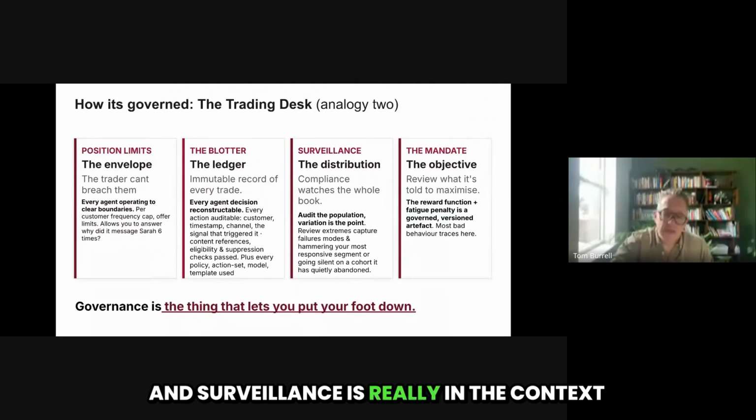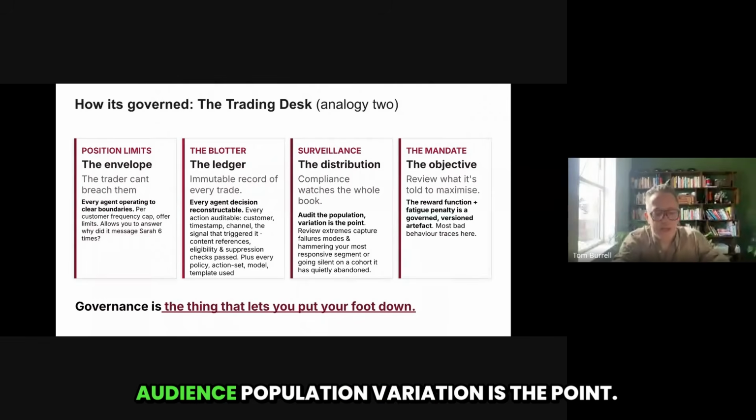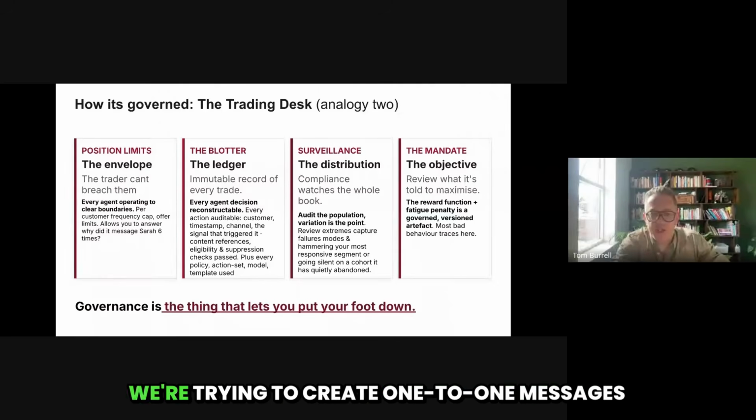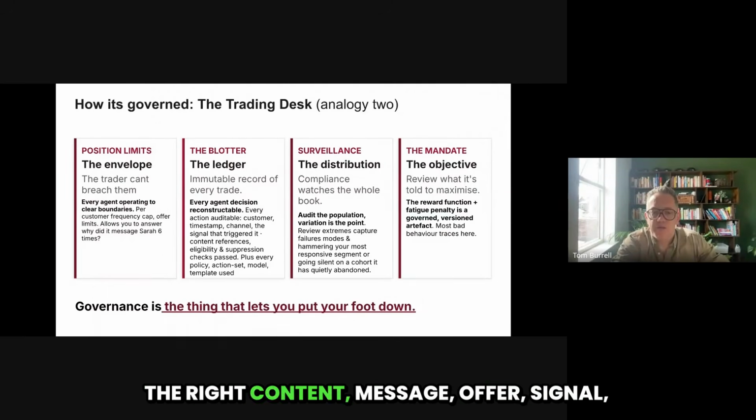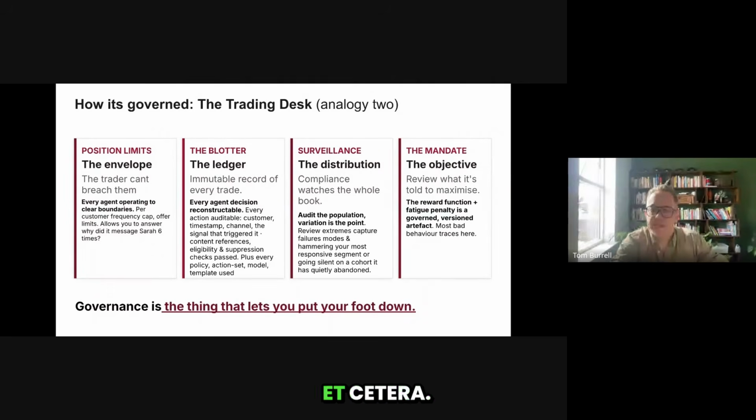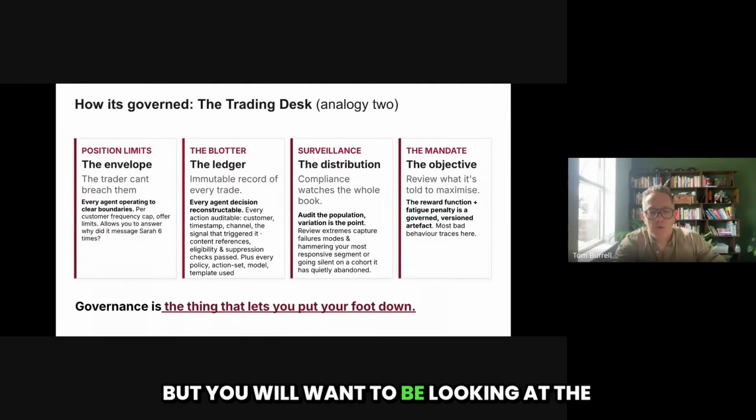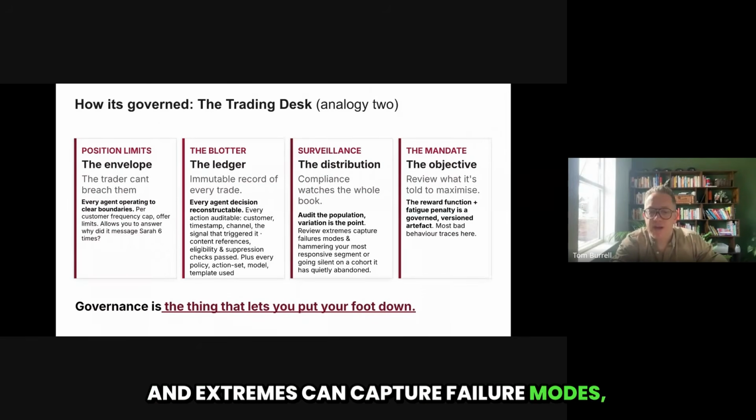And surveillance, in the context of agentic CRM, is about watching the entire book. So obviously audience population variation is the point. We're trying to create one-to-one messages in the moment for the right customer with the right content, message, offer, signal, etc. But you will want to be looking at the whole book to review the extremes, and the extremes can capture failure modes, like the hammering of a segment or going quiet on another.